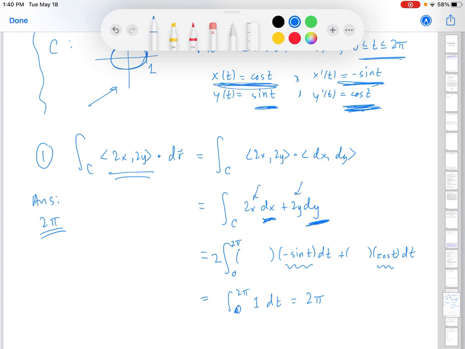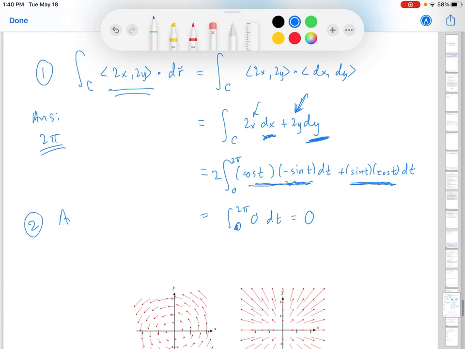So now I have x, which is cosine of t, and then I have y, which is also... oh, sorry, that was y prime. So y is sine of t, which is over here. And then now we recalculate. So notice that this is negative cosine times sine, and this is plus cosine times sine. So I get 0. And therefore, my integral is 0. So the answer for number 2 is 0.